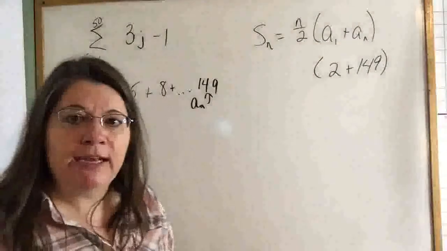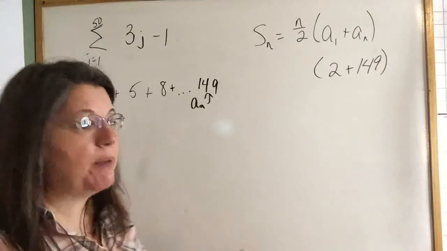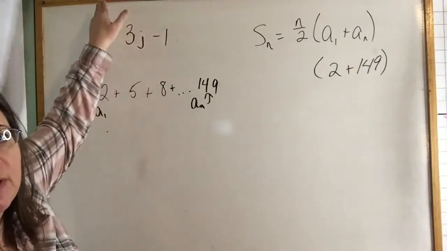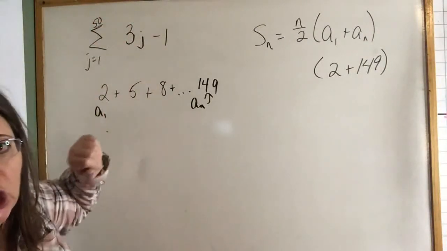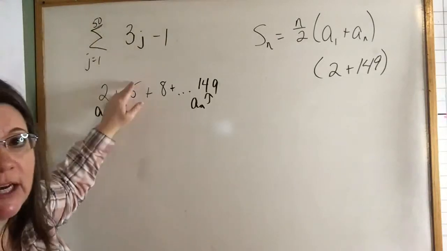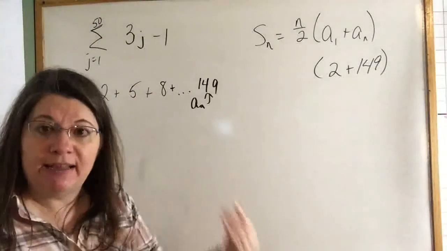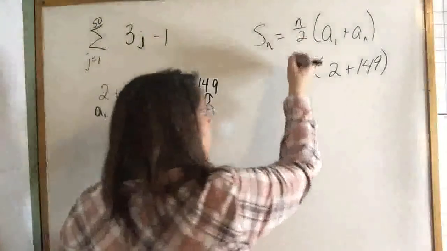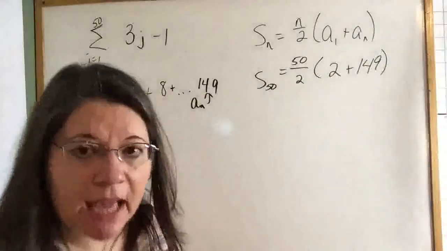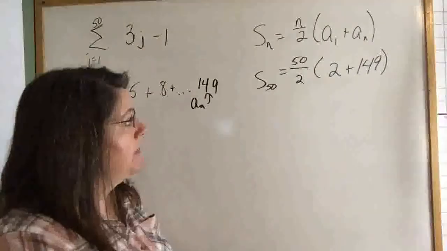Now I just need to find out what n is. Well, let's think about that. To find n, I'm going from 1 to 50. So from the first to the 50th term, 1 subtracted from 50 is 49, and 49 plus 1 is 50. So n here is 50 terms. So I can plug that then in my calculator or into Desmos, and I can solve it.